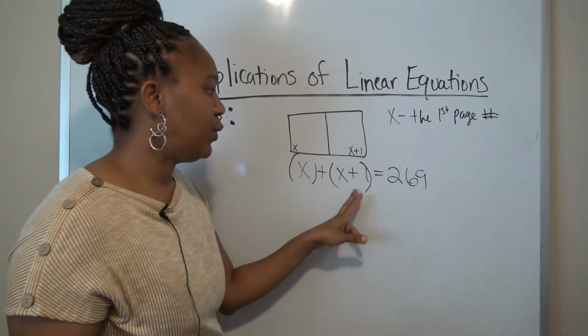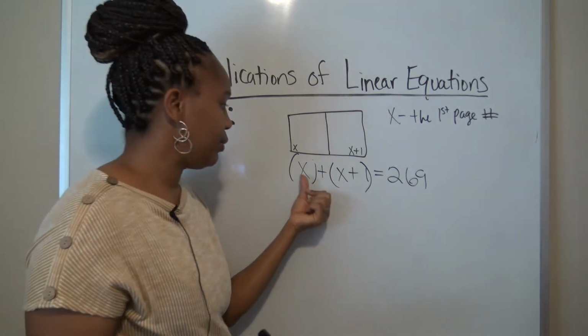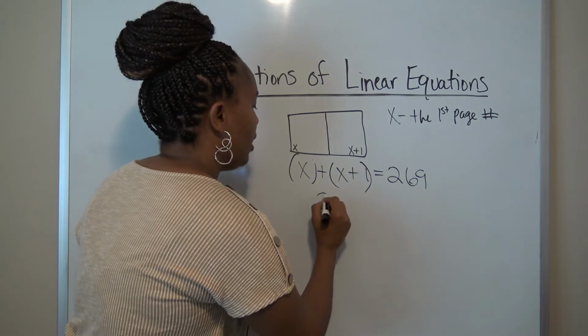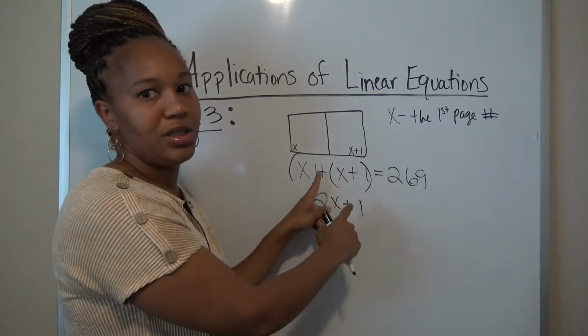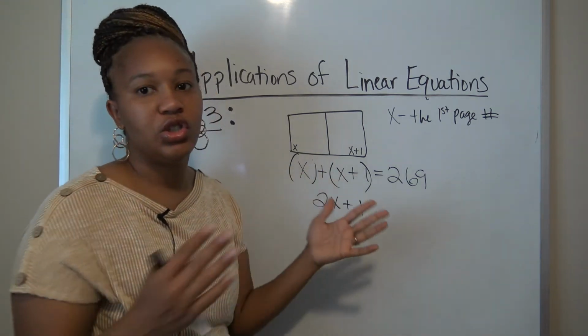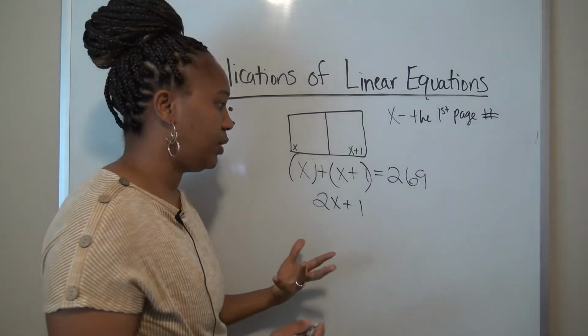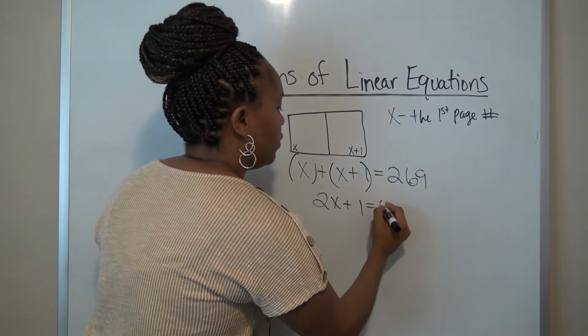So we're going to solve the equation first by just combining the like terms. We have an x here and an x here. So when we combine those, that becomes a 2x. And I can drop the parentheses because it's a plus in between them, which means I don't have to distribute anything. So you could just drop those parentheses. So I get 2x plus 1 equals 269.